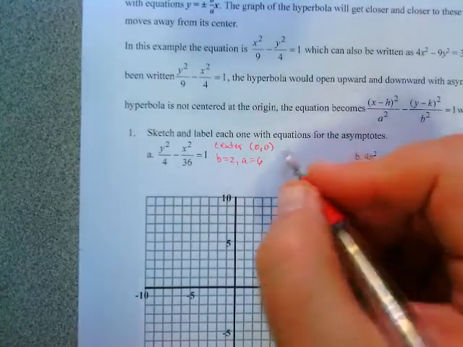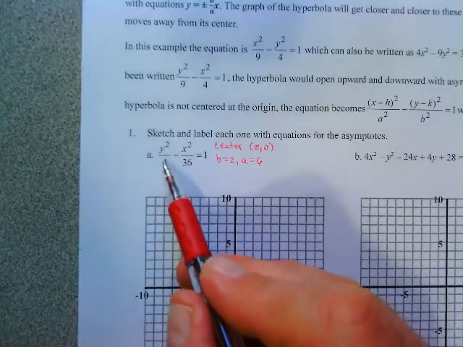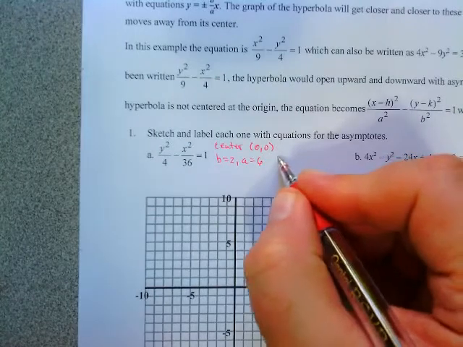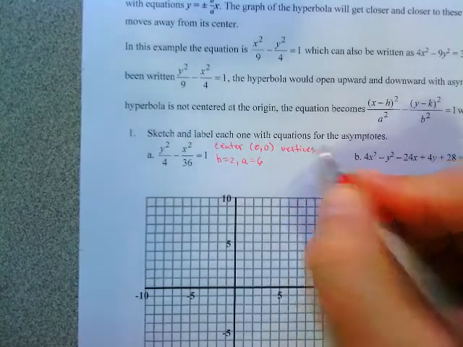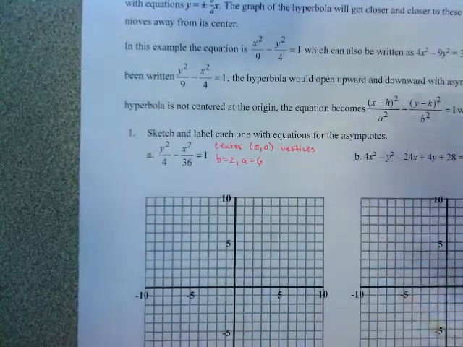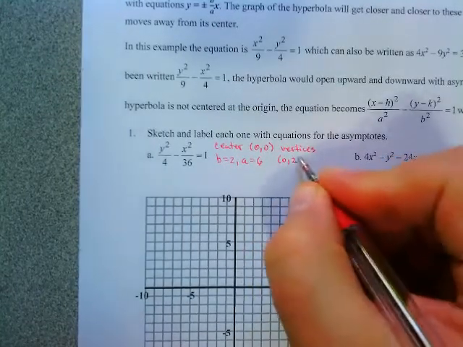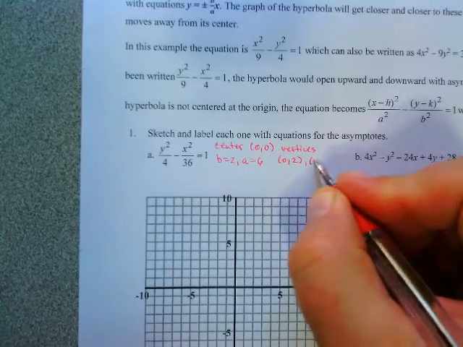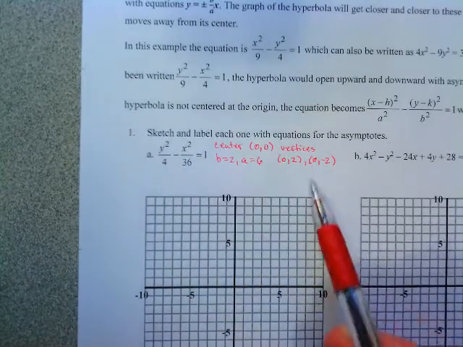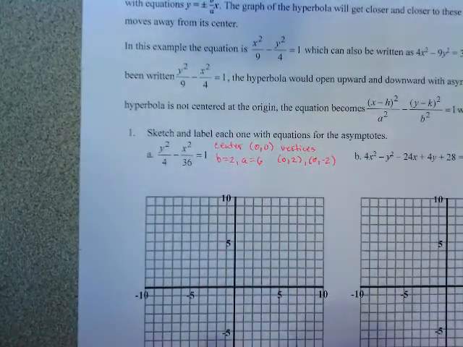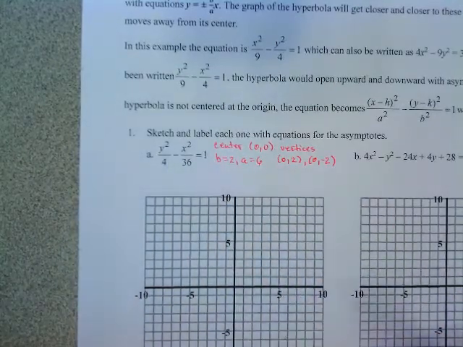So that will tell me, since this one has the y part first, this one's going to open up and down. So my vertices, the middle point of the two curves, will be at 0, 2, and at 0, -2. And again, since y's first, these things are going to open up and down. If x was first, then I would have been moving left and right.